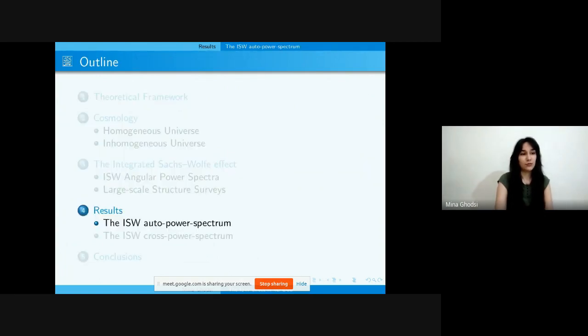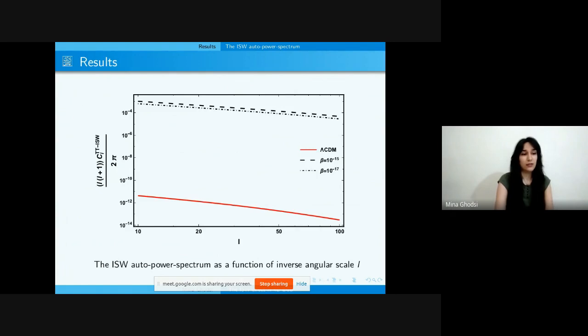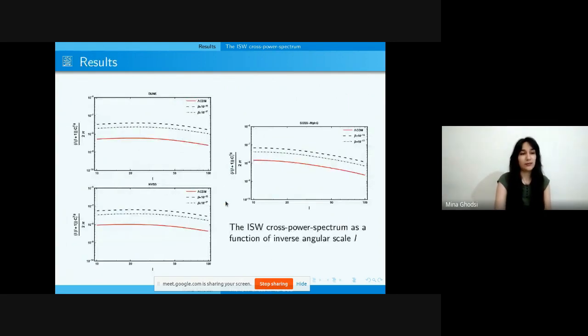Okay, let's look at the results. This is the ISW auto power spectrum as a function of inverse angular scale. The amplitude of the ISW auto correlation for 4DGB is significantly higher than the lambda-CDM model. That indicates we probably need a smaller value for the dimensionless coupling parameter. And these are the ISW cross power spectra between temperature and galaxies.